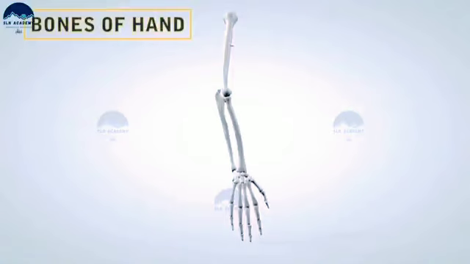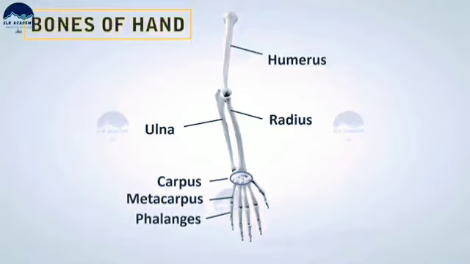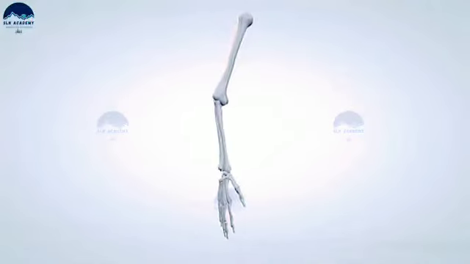The bones of the hand are humerus, radius, ulna, carpals, which are also called wrist bones, are 8, 5 metacarpals, which are palm bones, and 14 phalanges.